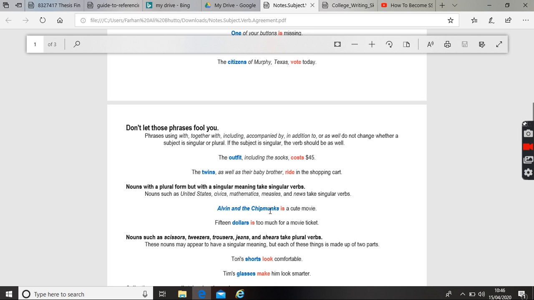Alvin and the Chipmunks is a cute movie. Now why have we used this singular verb? Because we are talking about Alvin and the Chipmunks. Now this is the name of a movie, one movie. So we are talking about one movie, a single movie, so the verb has to be singular.